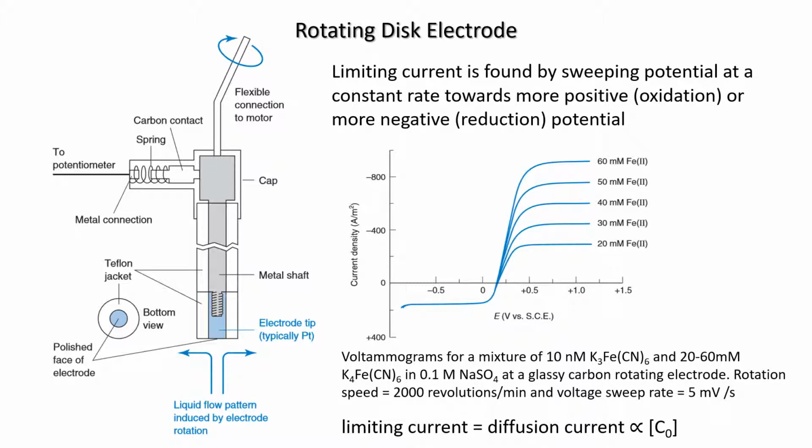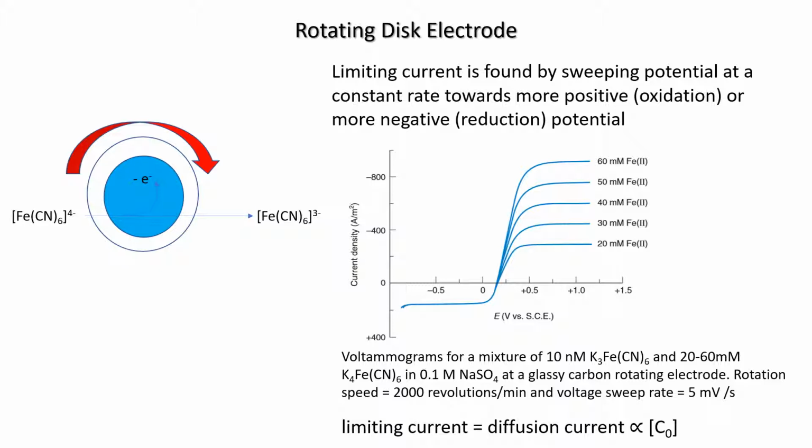So in this example here, the potential of the rotating disk electrode rotating at 2000 revs per minute is swept from a negative voltage to a positive voltage. At around 0 volts, the current begins to increase as the overpotential required to drive the oxidation is met. Cyano complex Fe2+ is oxidized at the electrode to Fe3+. At around 0.4 volts, the current levels off, no longer increasing with voltage.